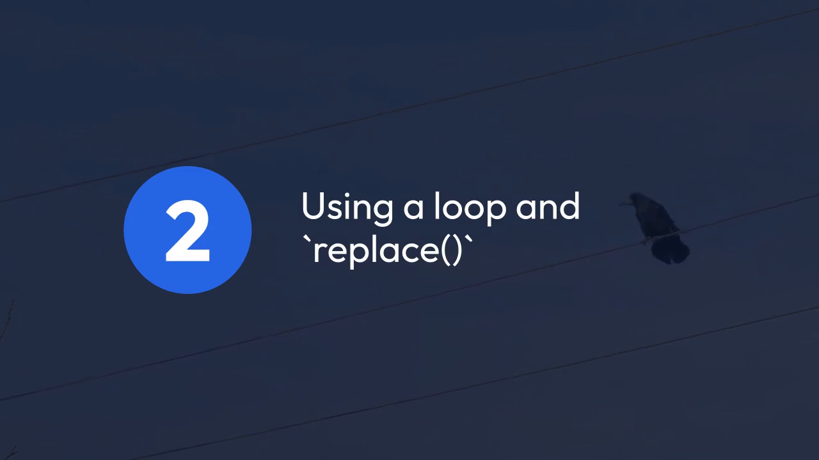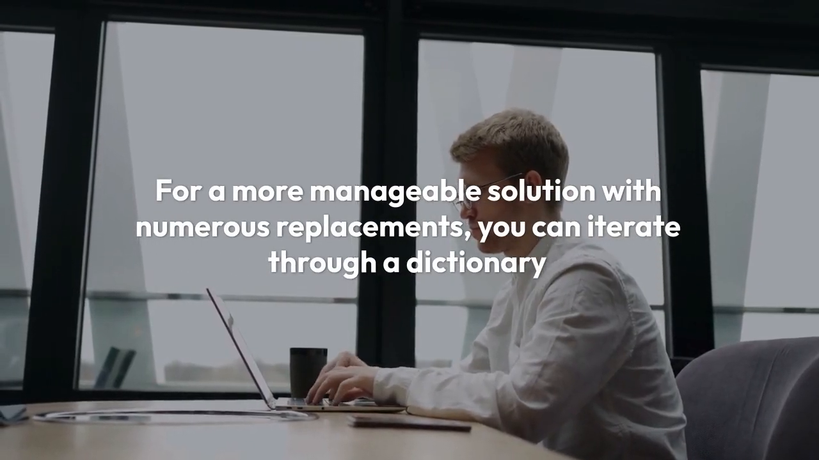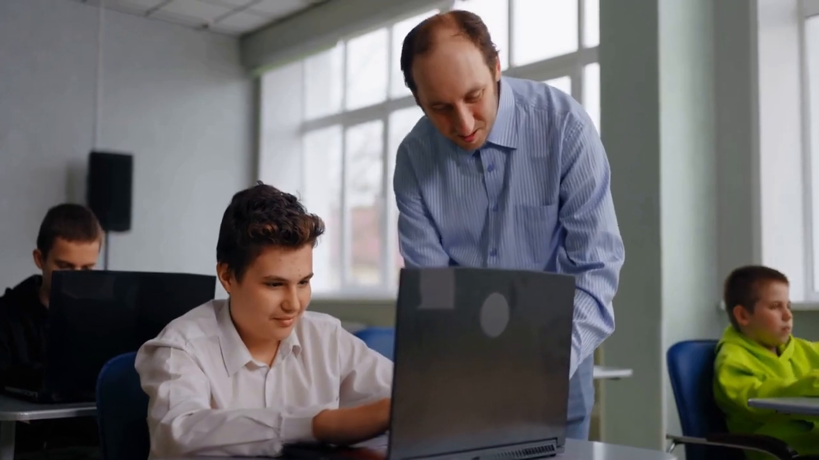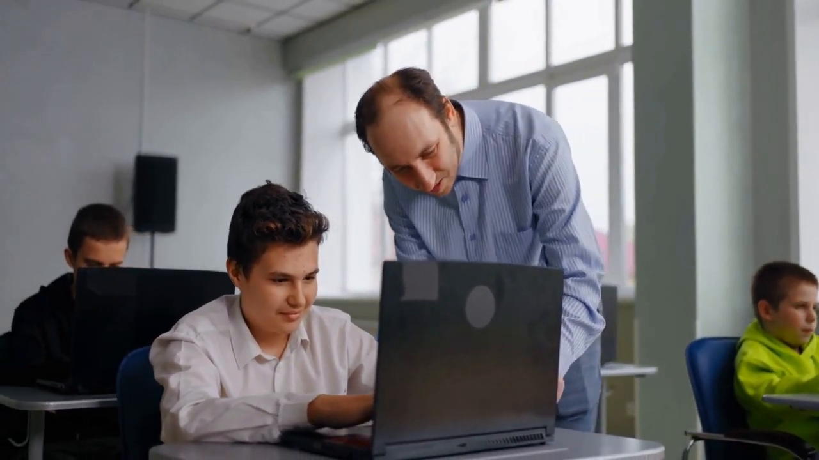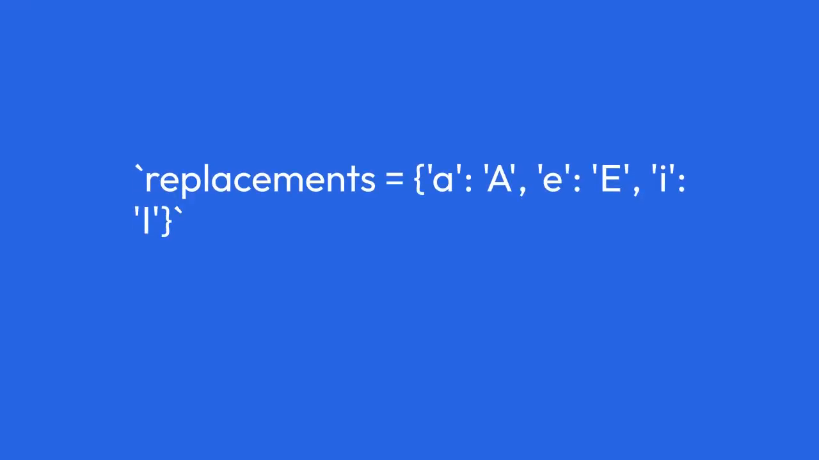2. Using a loop and replace. For a more manageable solution with numerous replacements, you can iterate through a dictionary where keys represent the characters to be replaced and values are their replacements. Consider a dictionary like this. replacements = {"a": "@", "e": "3", "i": "1"}.